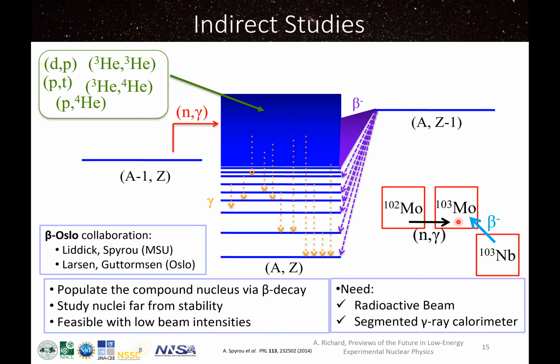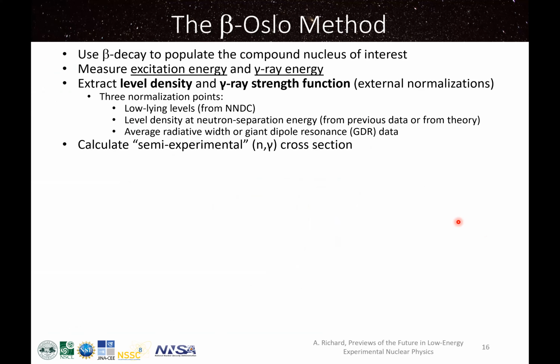So this is what's called the Beta-Oslo method, and the Beta-Oslo collaboration was originally formed just a few years ago by Sean Liddick and Artemis Spyrou at Michigan State, and then Cecilie Larsen and Magne Guttormsen at the University of Oslo. So now I want to give you an overview of what the Beta-Oslo method is.